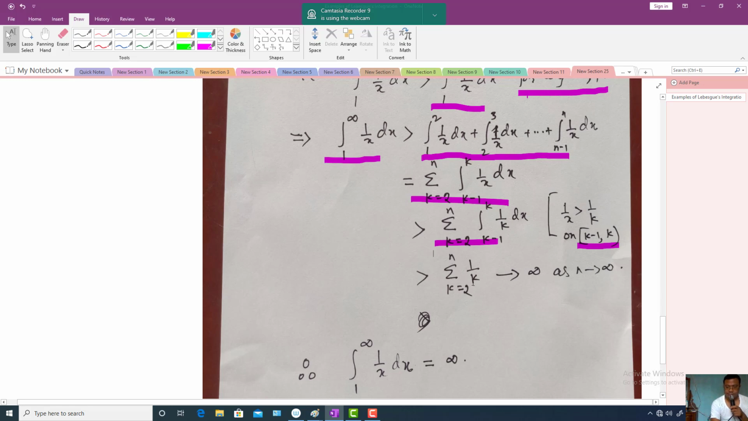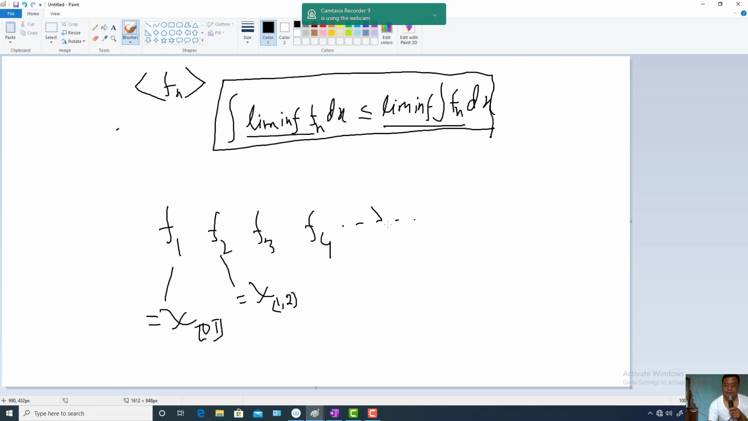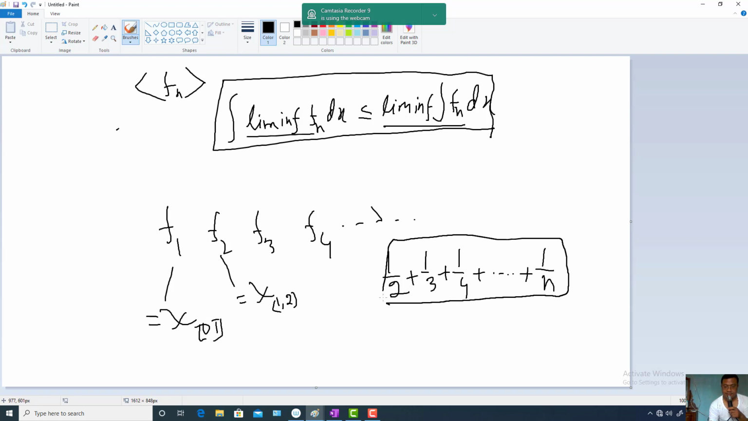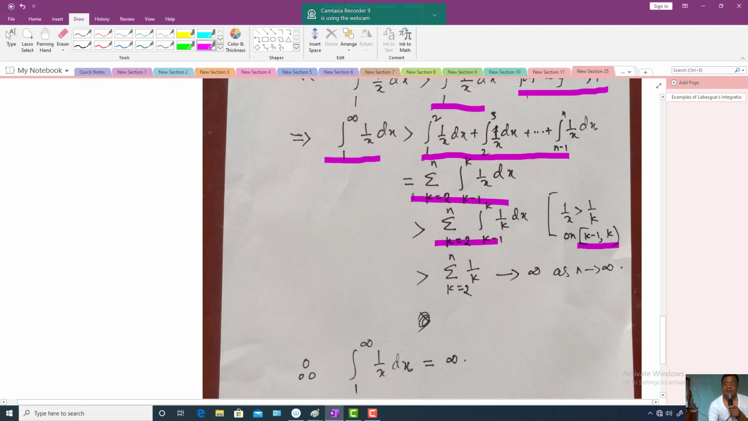You have a sum like this: 1 by 2 plus 1 by 3 plus 1 by 4, and then plus 1 by n. So this sum is strictly greater than 1 by k, where k is any member 2, 3, 4 like this. So the sum over k going from 2 to n of 1 by k is strictly less than this one. All right.